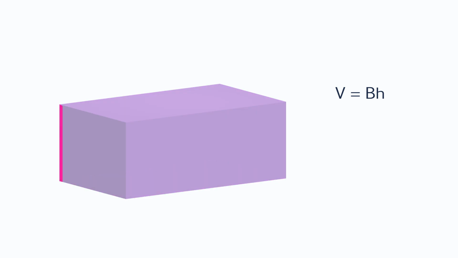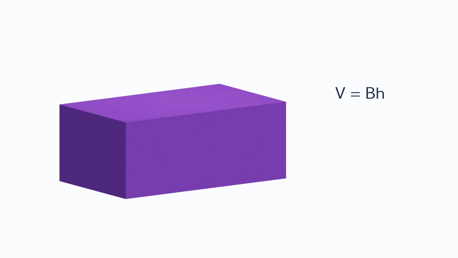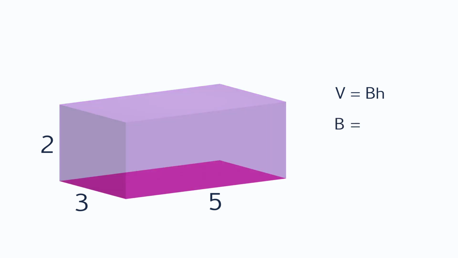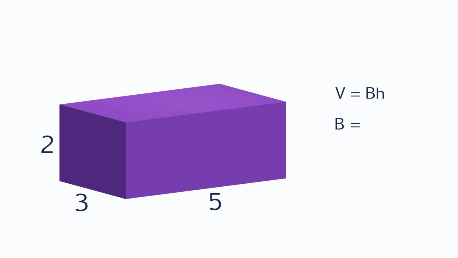You want to find the volume of this rectangular prism. To use the formula for the volume of a prism, you need to know the area of the base and the height. The base has a length of 5 and a width of 3. The height of this rectangular prism is 2. B is the surface area of this rectangle, which you find by using the area formula, multiplying the length by the width. So you can swap in length times width for B.